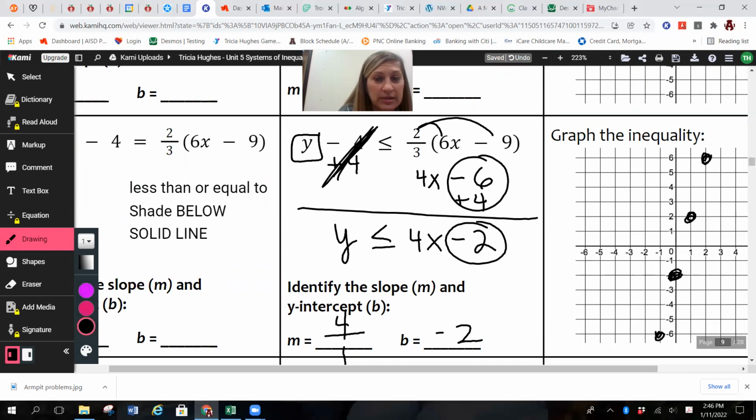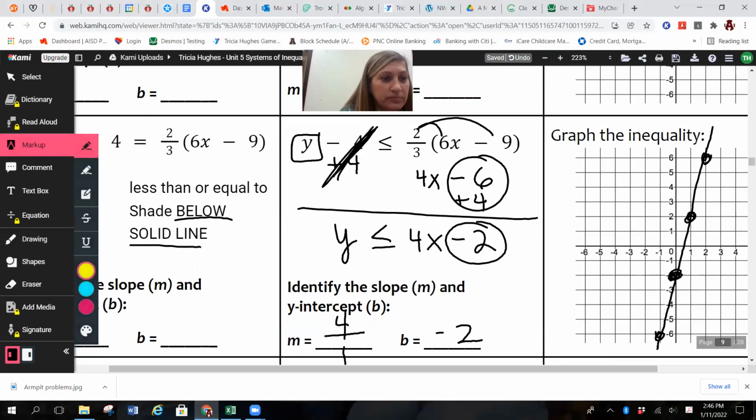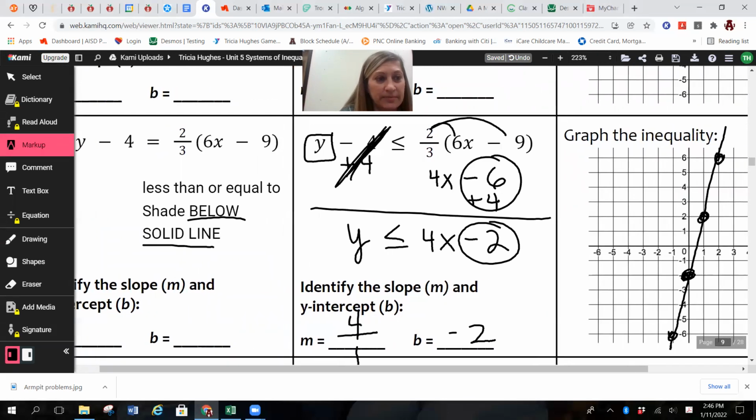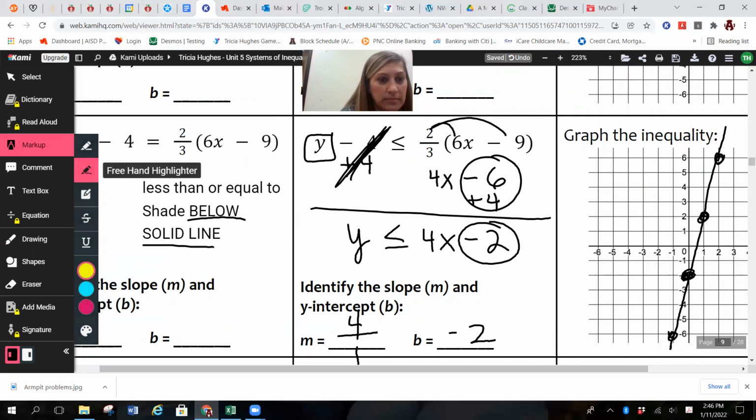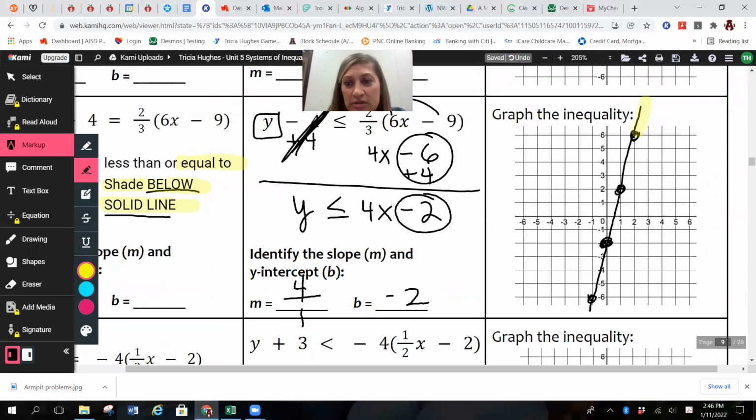So again, less than or equal to is going to be a solid line. So let's connect and shade below. Because it is a solid line, we're going to shade below and we're going to shade where it's equal. So where it's equal is on the line. That's where it's equal to. And where it's less than is shading below.